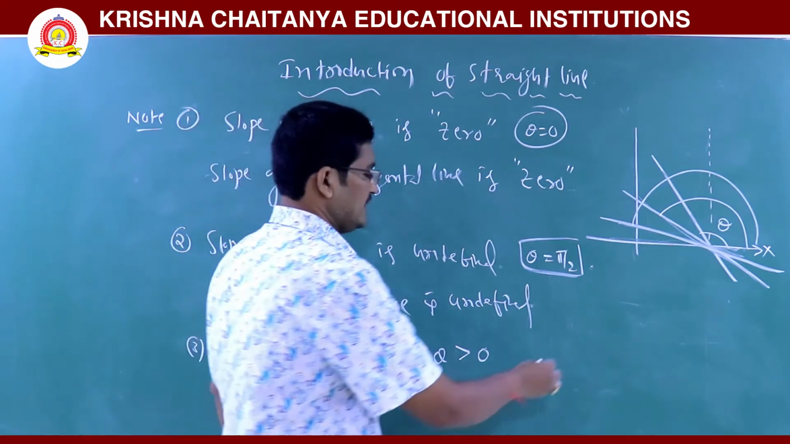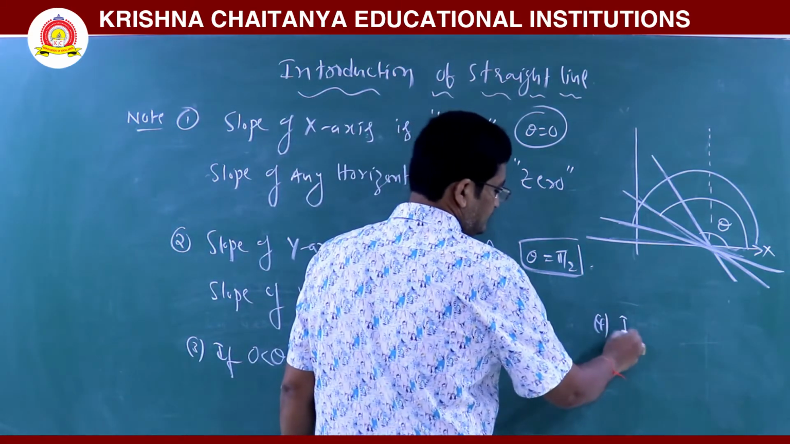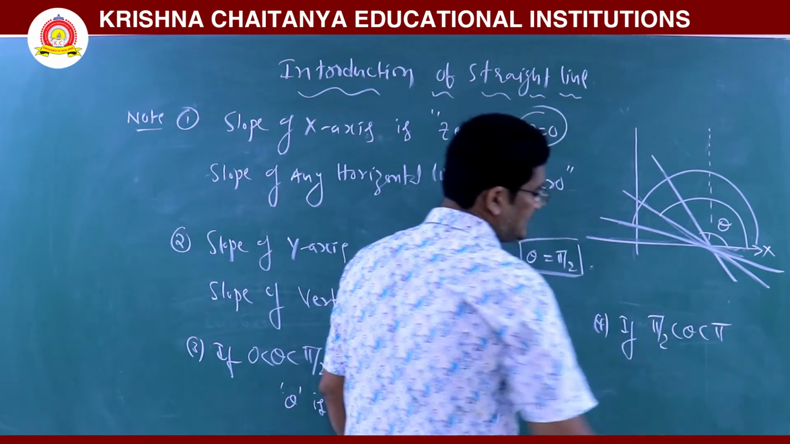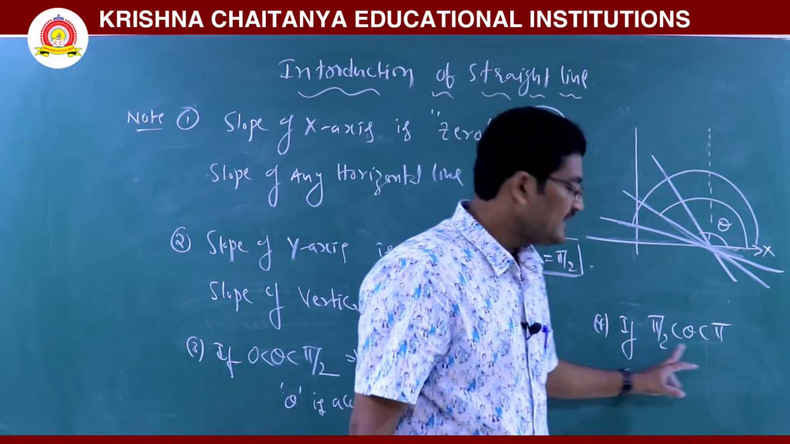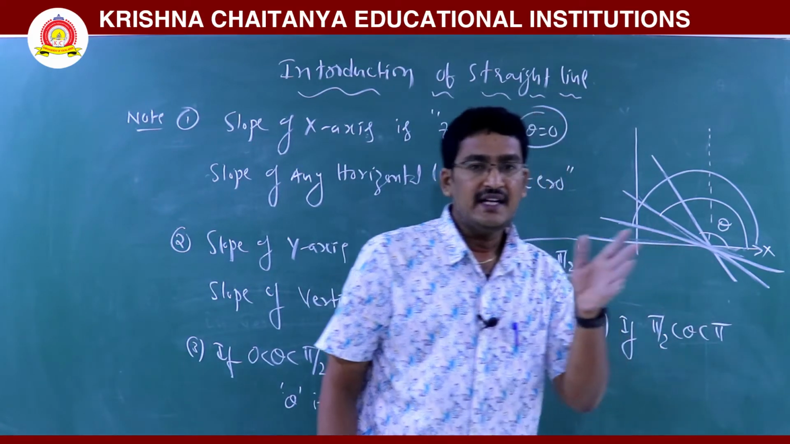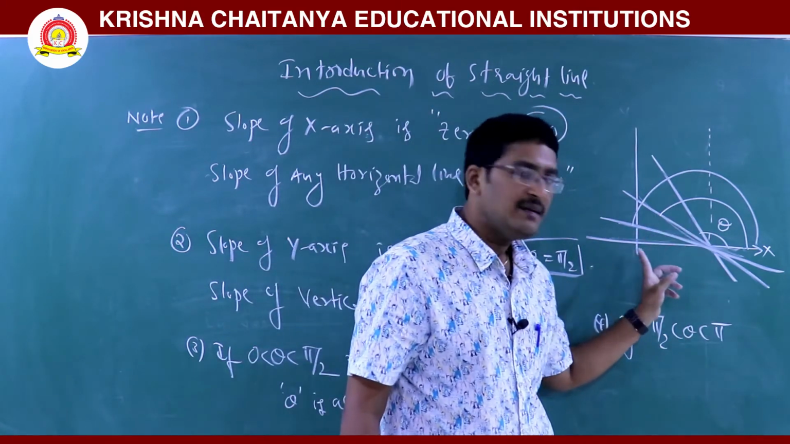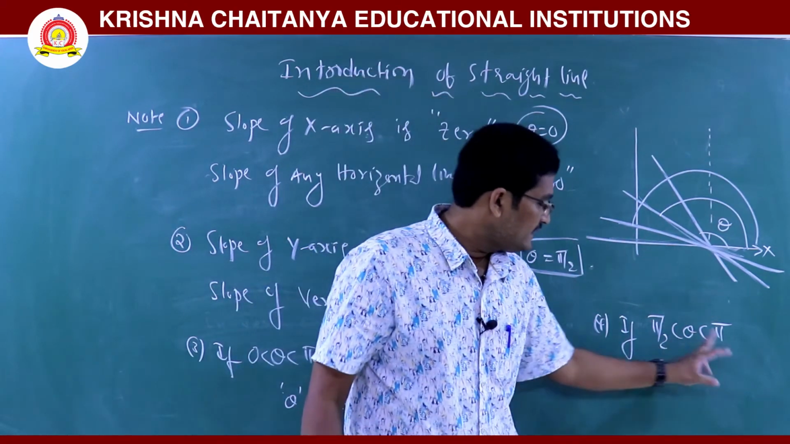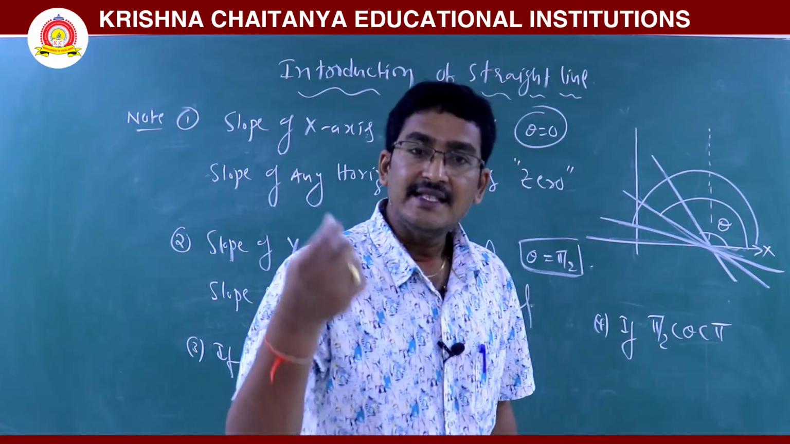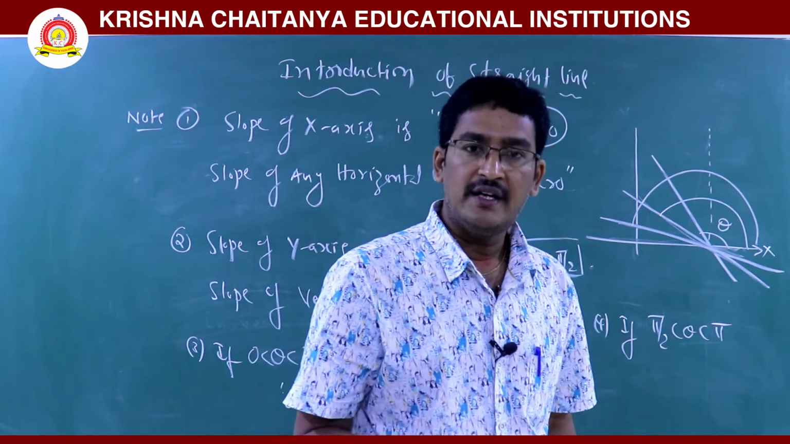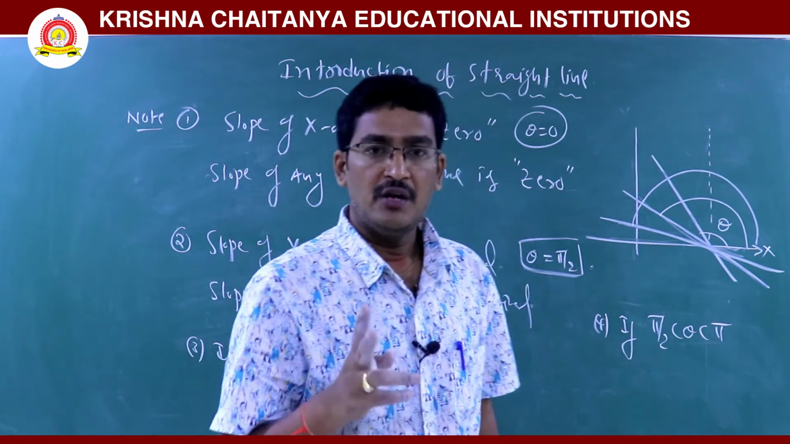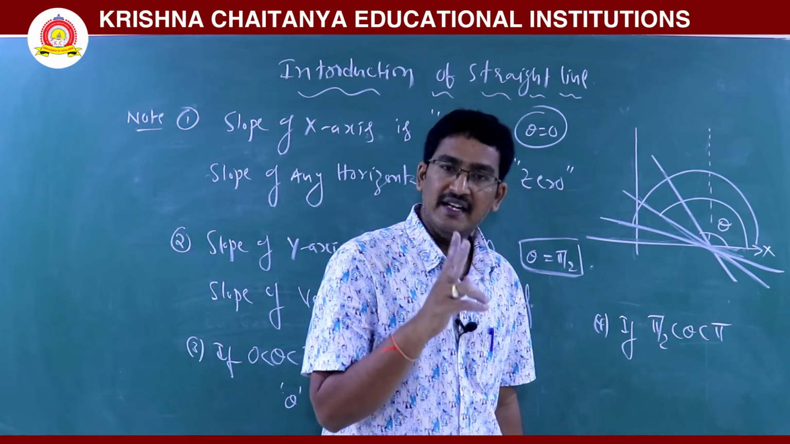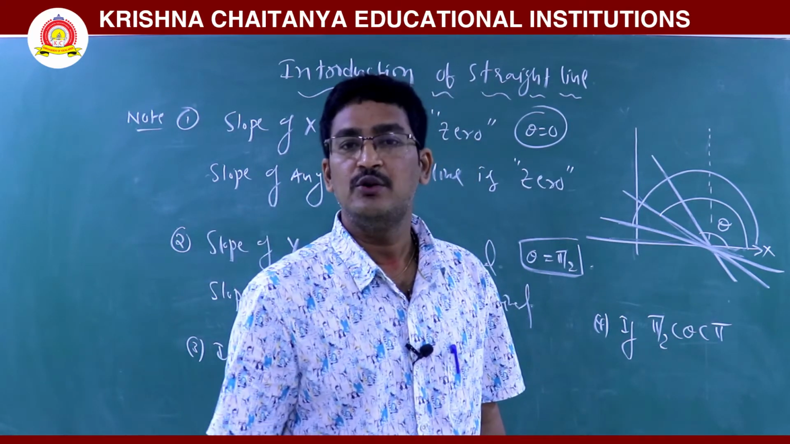Next case, the fourth case, now I am writing. If pi by 2 is less than theta less than pi, that means theta lies between 90 and 180 degrees, then theta is obtuse. It lies in the second quadrant. In the second quadrant, trigonometry, we have to use the trigonometry concept. In the second quadrant, sine and cosecant are positive. The remaining four trigonometric functions are negative there.